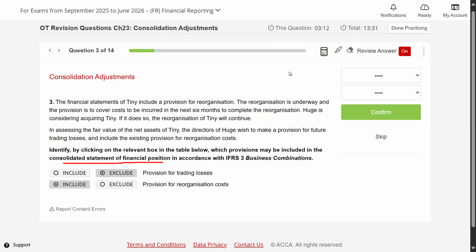Okay, that was the thing. The name of the company was Huge and Small, I guess. So it was purely for mixing up with the parent company. Okay, but here this reorganization is underway. It is not something that will take place in the future. The reorganization is underway, and the provision is to cover costs to be incurred in the next 6 months to complete the reorganization. Huge is considering acquiring. So whether they acquire it or not, this reorganization has started and it will be completed. If it does so, the reorganization of Tiny will continue.